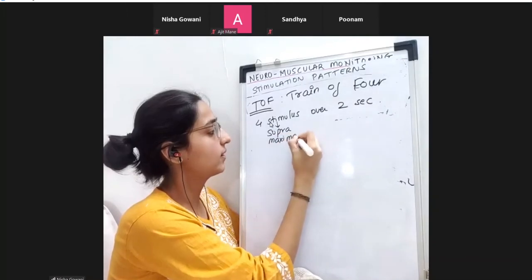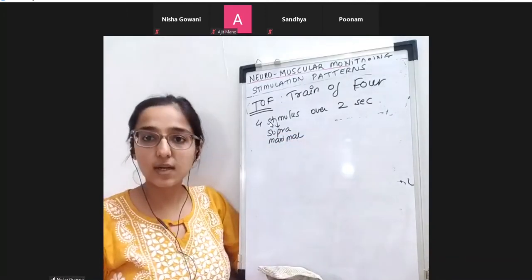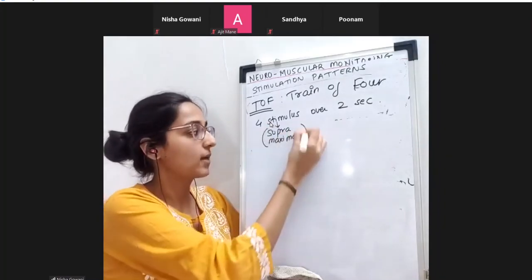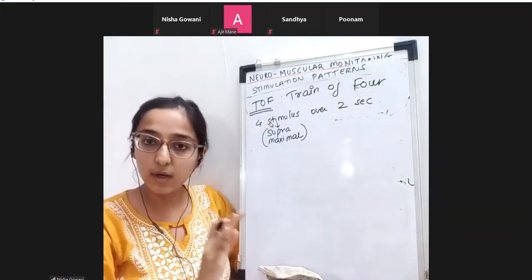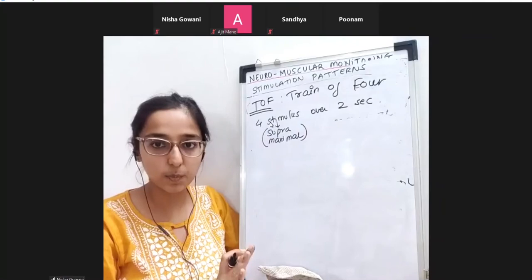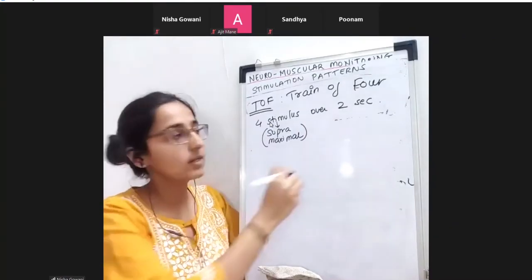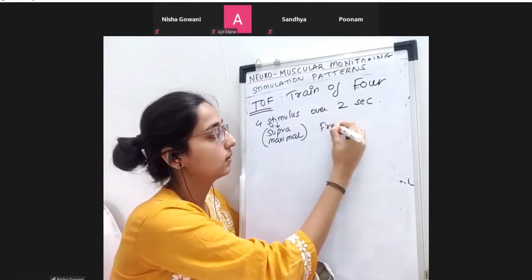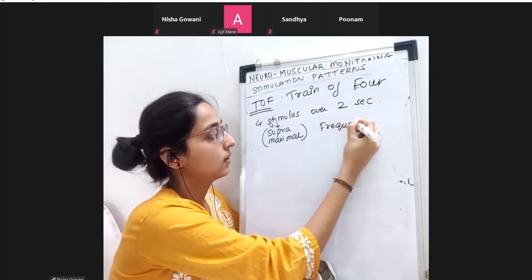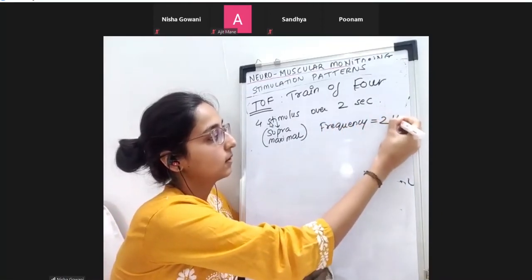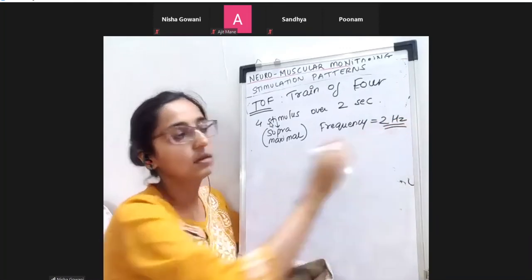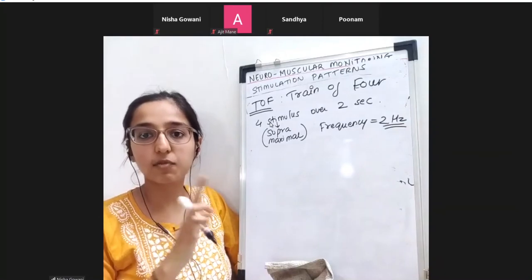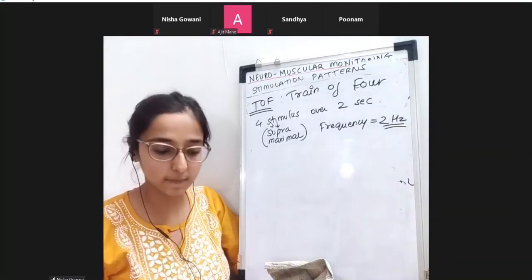So what have I written? 4 stimuli are given over 2 seconds. And which is that stimulus? It is a supramaximal current. Whatever we are discussing now, everything is supramaximal. So 4 stimuli have been given over 2 seconds. Means what is the frequency? Am I right? Frequency is 2 hertz. 2 stimuli over 1 second means 4 stimuli over 2 seconds. Correct?